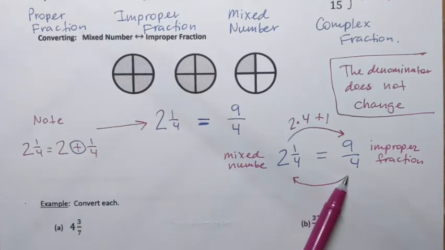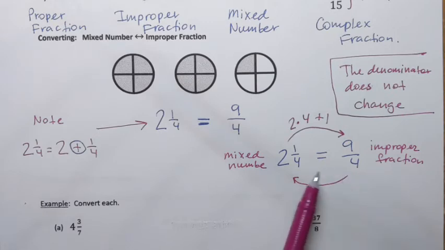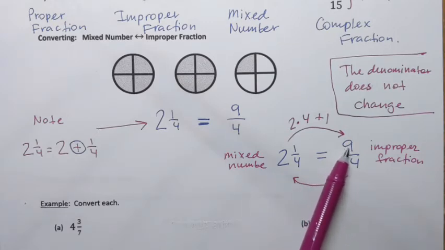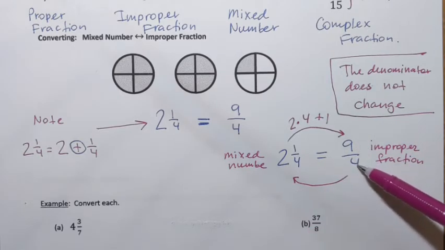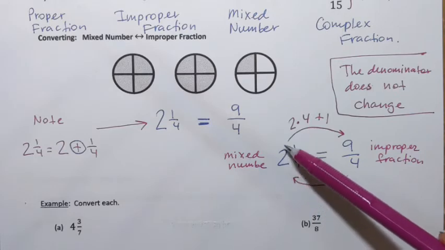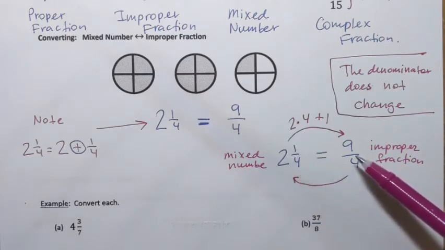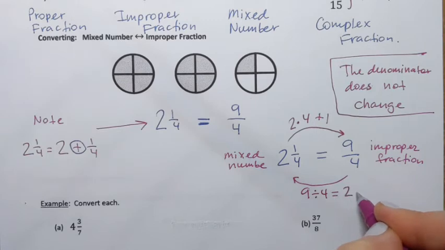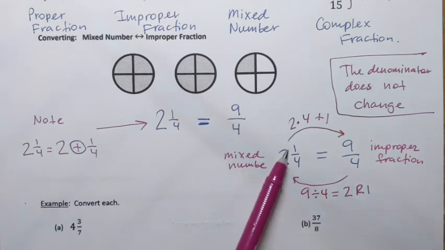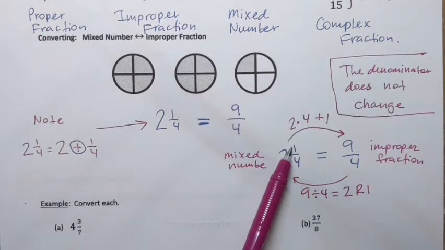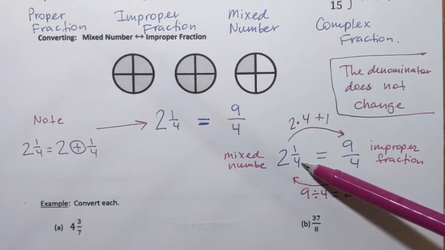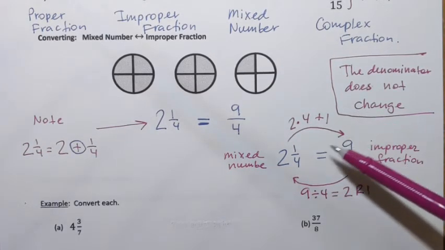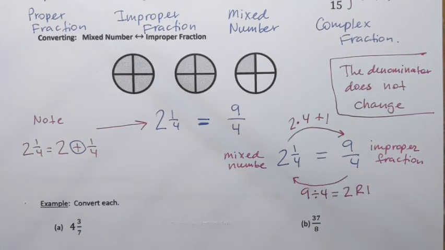And now if I go back, if I need to go from the improper fraction to the mixed number, what I need to do, I need to divide 9 by 4. Remember, this fraction bar represents division. So how many times 4 goes into 9? Well, it goes 2 times. But then I have remainder 1, right? So let me write that. It's 9 divided by 4. That gives us 2 and remainder 1. So 2 is the whole part, and then 1 becomes the numerator, 1/4. And once again, the denominator does not change when we make this kind of conversion.